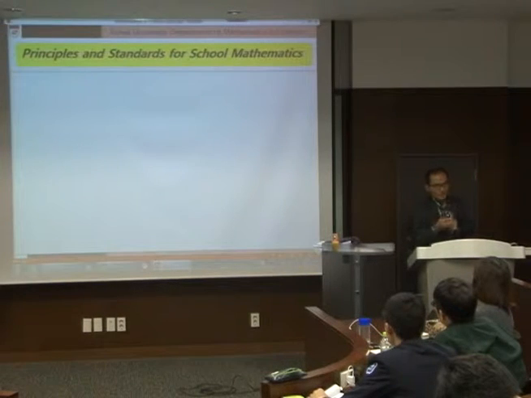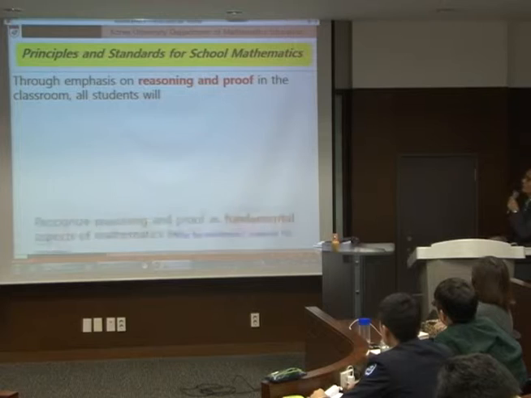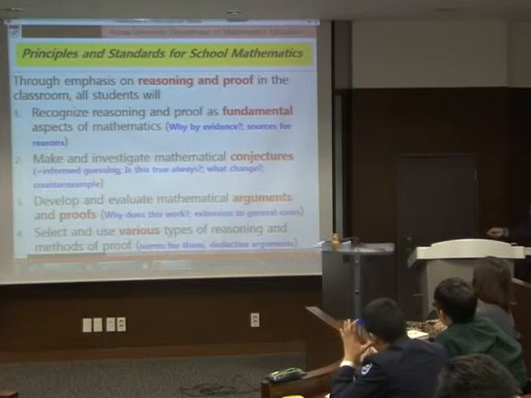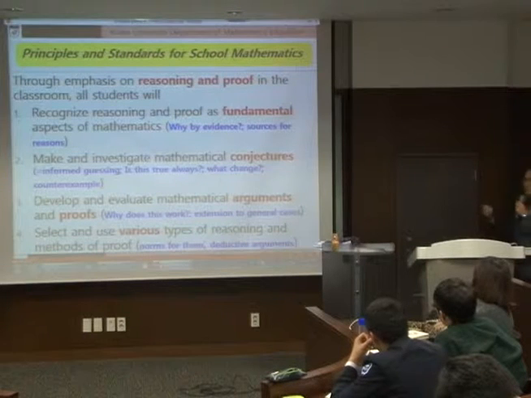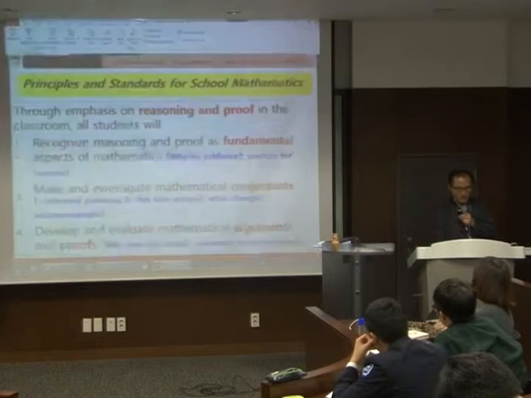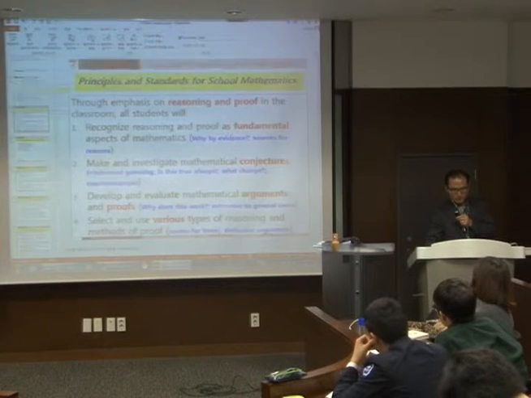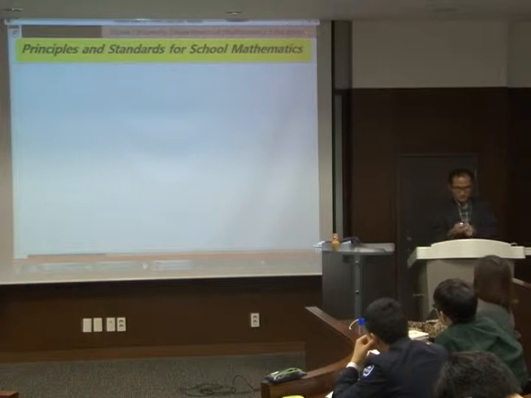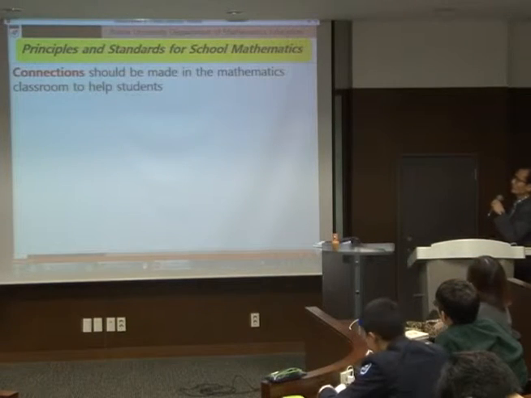Basically, for reasoning and proof, you should understand the 4 different kinds of components, right? I just explained, so you need to take a look at the 4 different types of reasoning. Also, you can take a look at connection.